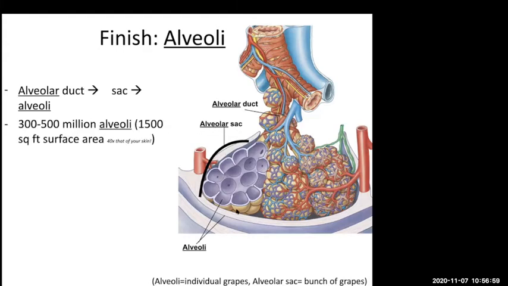And there are about hundreds of millions of alveoli within your lungs, and what that translates into is a lot of surface area. Right? So your skin, if you laid it out flat, would be a certain size. If you laid out all the surface area created by the alveoli, you get about 1,500 square feet, which is about half a tennis court. What that means is that there's a lot of surface area for gas exchange.